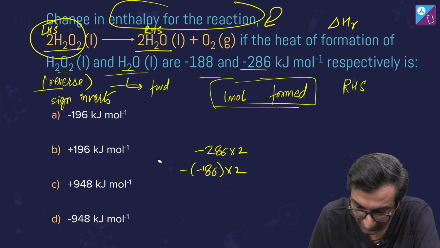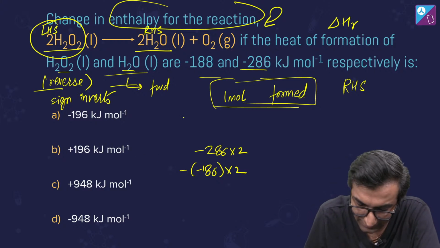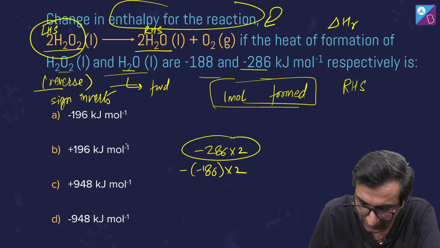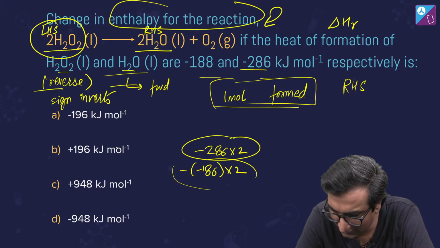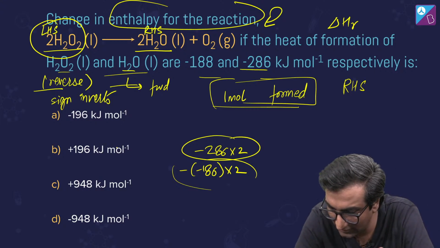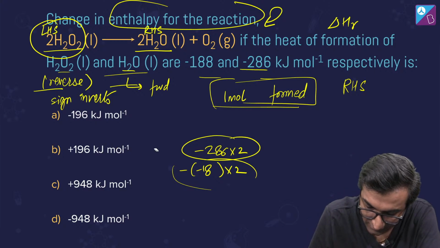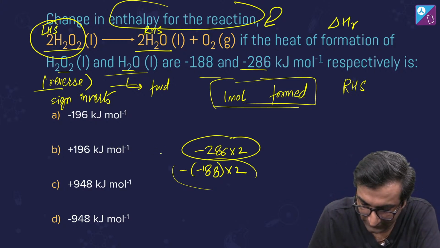No, hold on. -286 into 2. Oh, a negative value should come, right? -286 into 2, -186 into 2. Huh. That's interesting. That's very interesting. So what do you think the answer is? Can you give me a hand on this? 188, not 186. Something is fishy here.